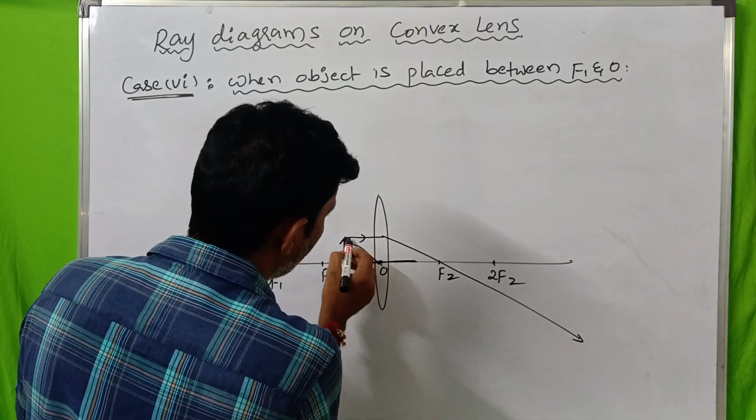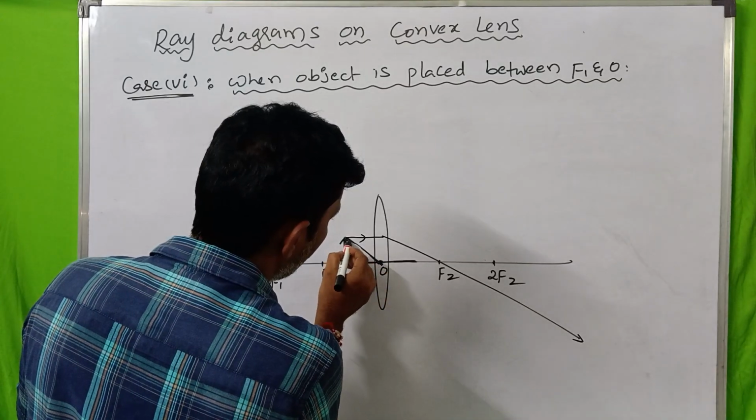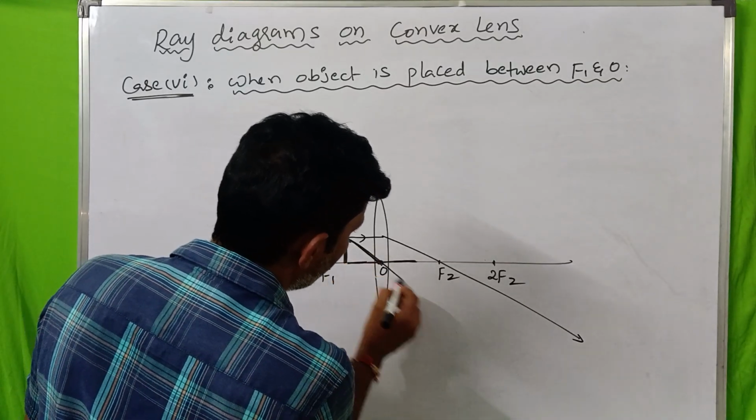So you know that the ray which is passing through the optic center is undeviated. You must draw it with a scale. Okay, it is undeviated like this.